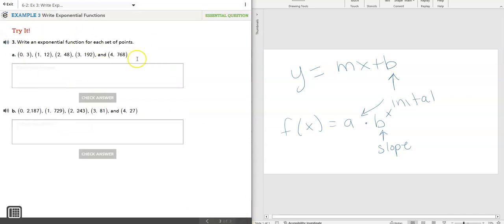So here you're going to take these values. You can put them in a table. You can make a graph, whichever one you think will be easier. And these values here, and you're going to write the equation, the exponential function, for these two sets of data.